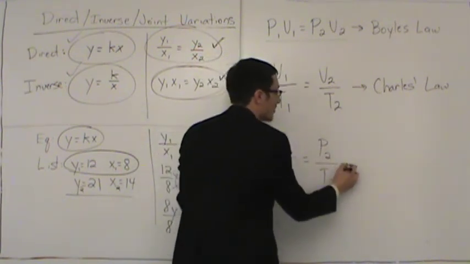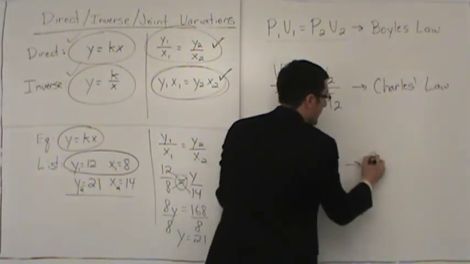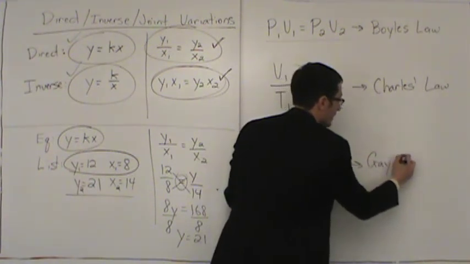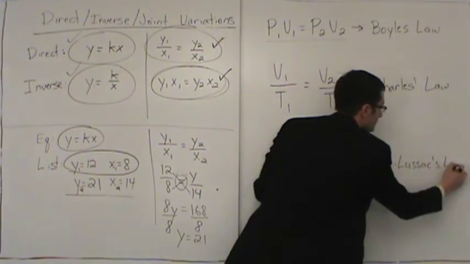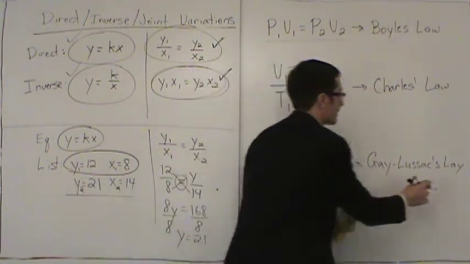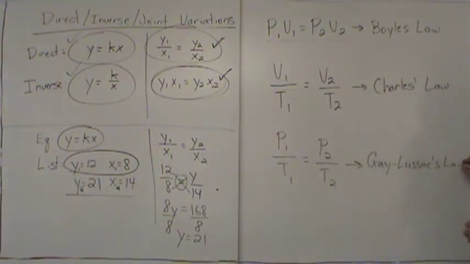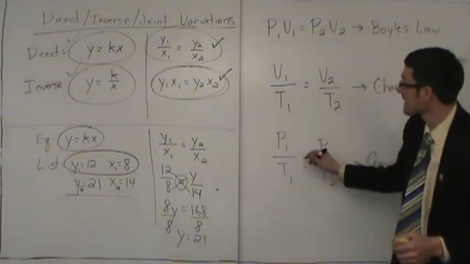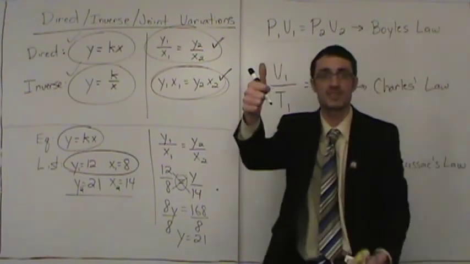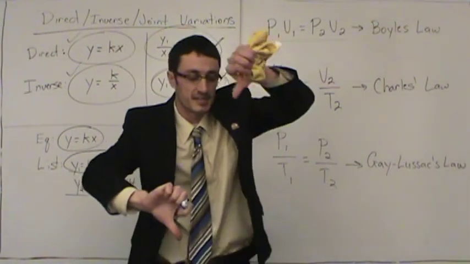This is called Gay-Lussac's law. Gay-Lussac's law. And this means pressure and temperature. And this is, again, direct. So as pressure goes up, temperature goes up. Or as pressure goes down, temperature goes down.